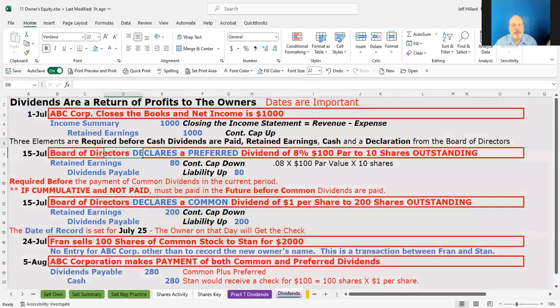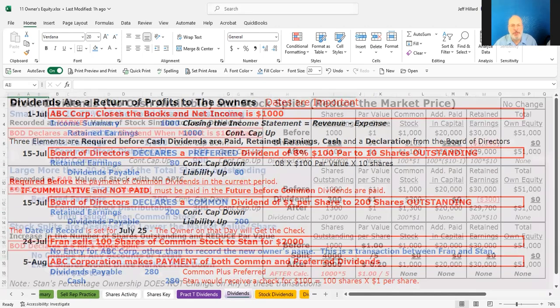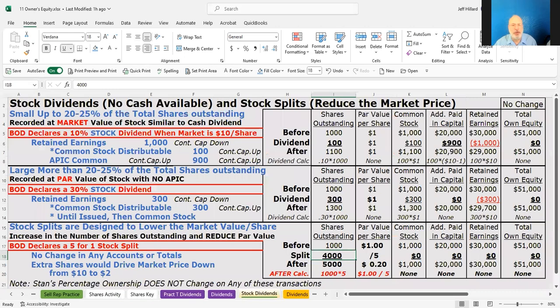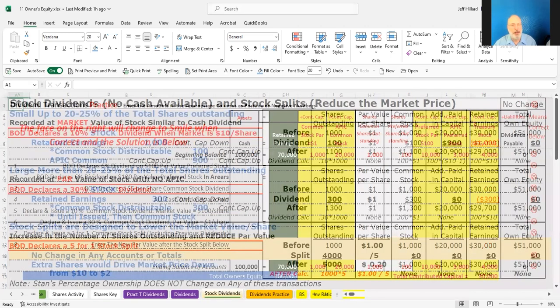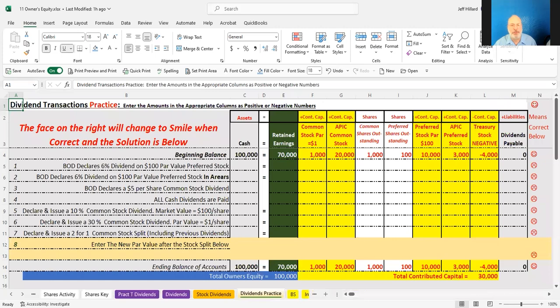Then we're going to do the same thing with dividends as we did with issuing stock. We're going to issue dividends all in one page, cash dividends. Stock dividends, we're going to go through this rather complex subject all in one page for small and large dividends and stock splits. And again, more chance for you to have some practice here with the key down below.